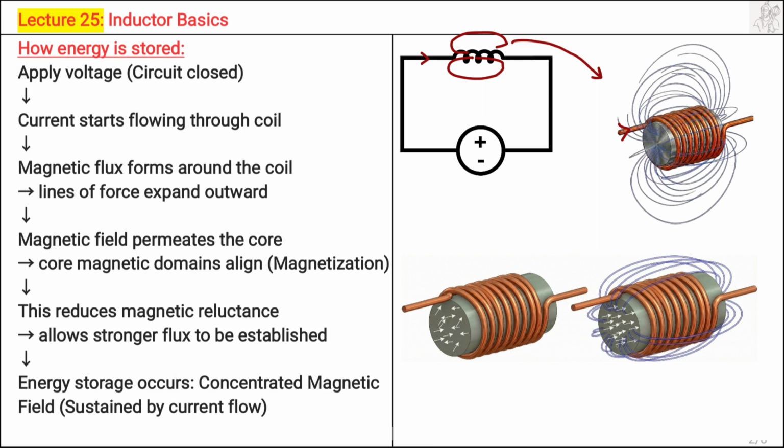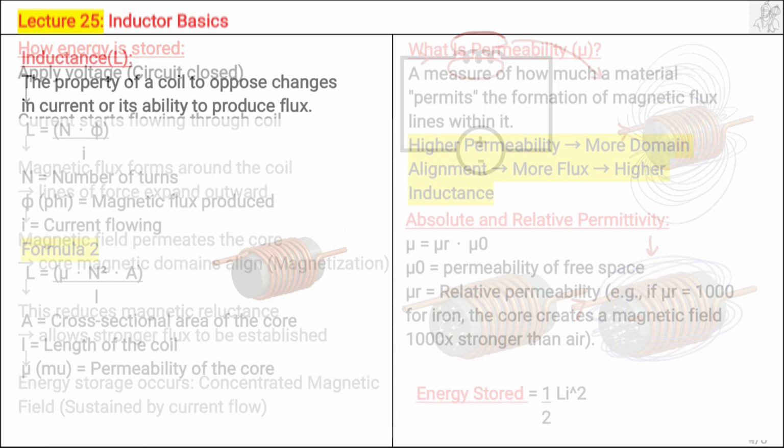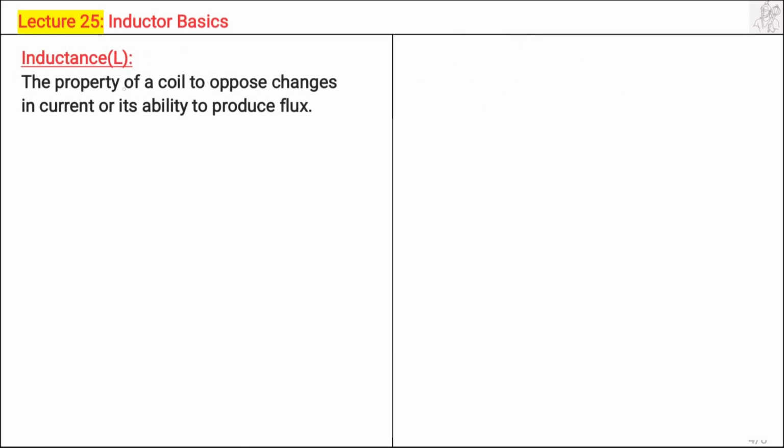What does that mean? Once the magnetic fields are established and magnetic domains are aligned, if I try to change the flow of current, so in short I am trying to change the magnetic fields, then the original magnetic field alignment and the domain alignment will oppose this change in current. The property of the coil due to which it opposes this change in current is known as inductance. This can also be called its ability to produce new flux.